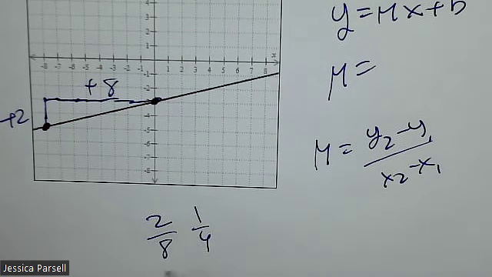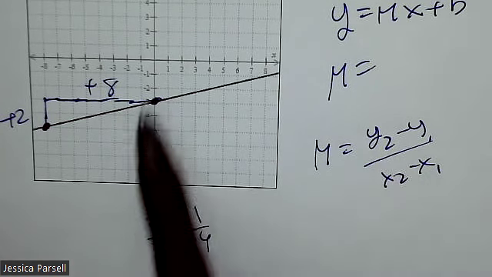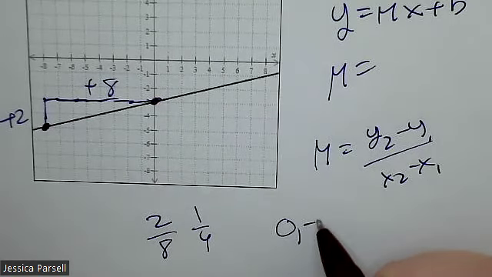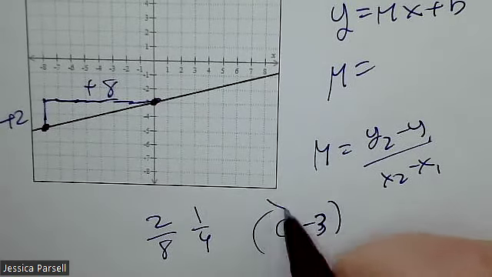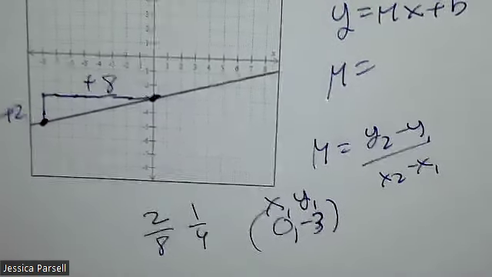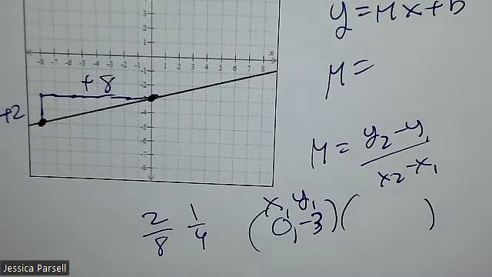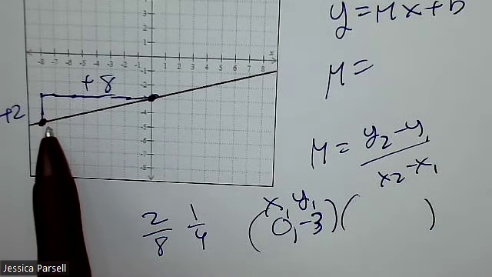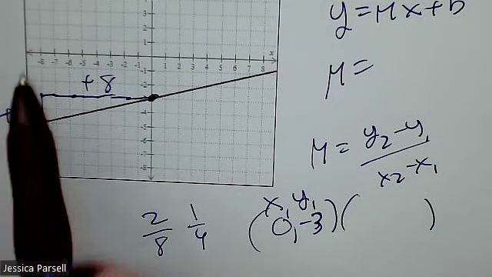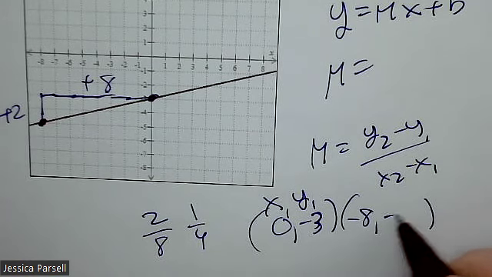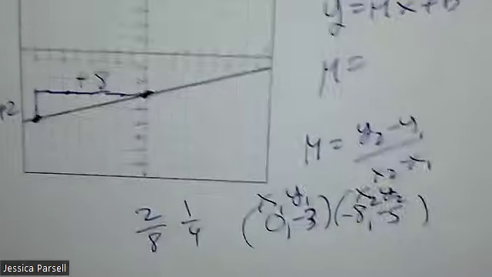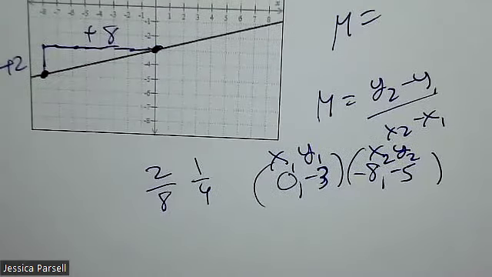Now, if you don't like doing that, let's try using the slope formula. So what's this point here? This point right here is 0, -3. We'll call that x1, y1, the first coordinate. This next one is, I think that's -8, -5. Okay, so -8, -5. We'll call that x and y, but we'll call those sub 2's because we're using that as our second coordinate.